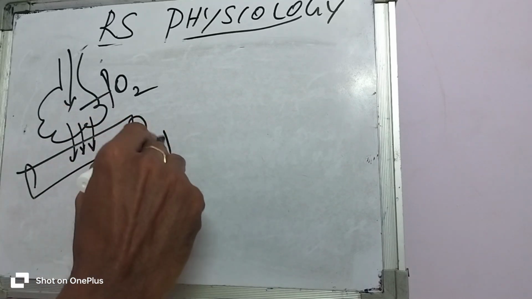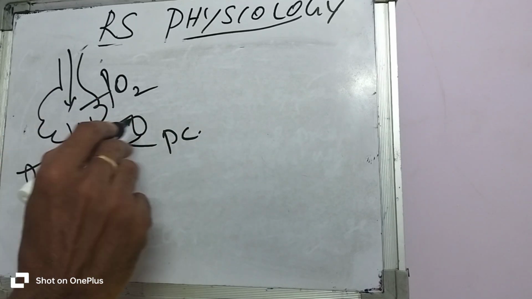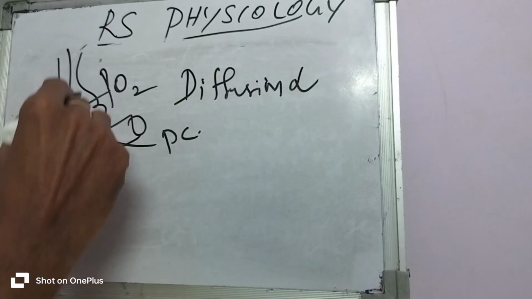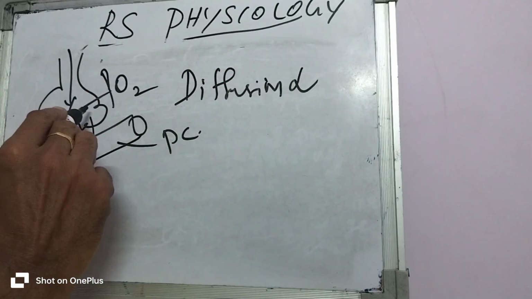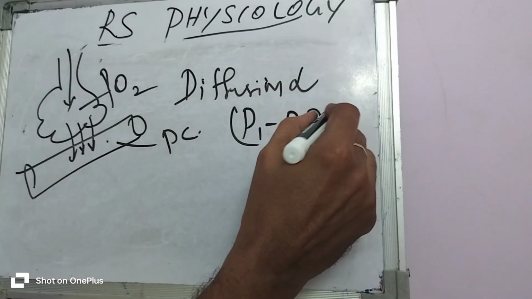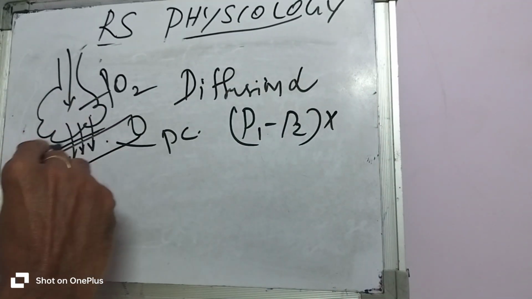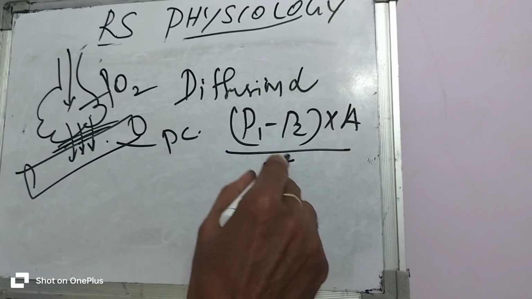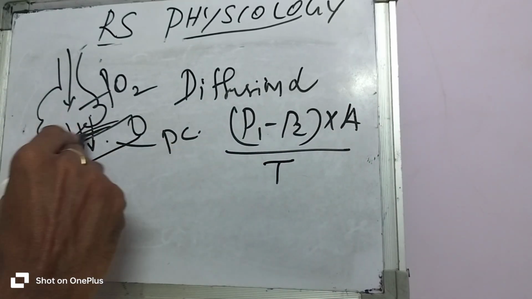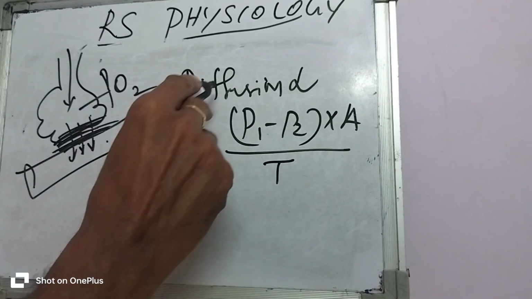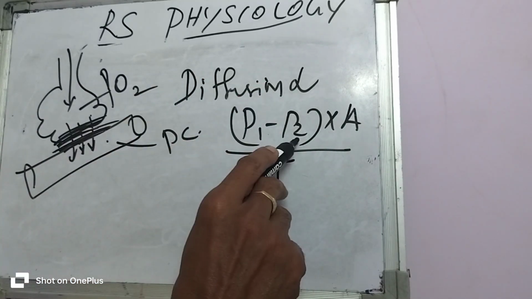So this is the pulmonary capillary. This process is called diffusion, and this diffusion is directly proportional to the pressure difference of the oxygen between the alveoli and the capillary, P1 minus P2, times the area of the alveolar capillary membrane, and inversely proportional to T, the thickness of the alveolar capillary membrane. If the alveolar capillary membrane is very thick, the diffusion will be reduced. So it is inversely proportional. It is directly proportional to the pressure difference and area of the membrane.